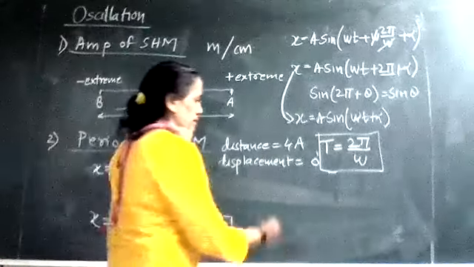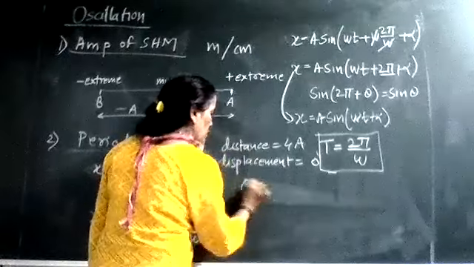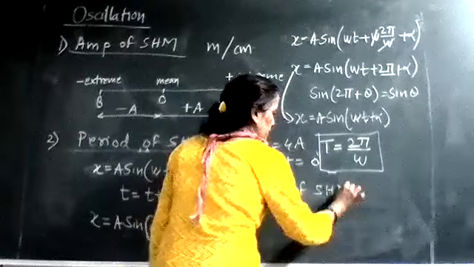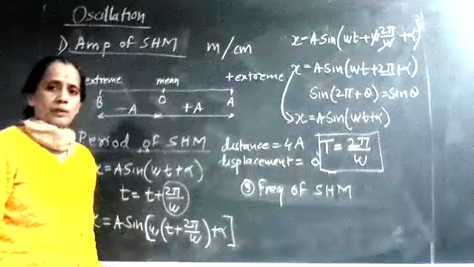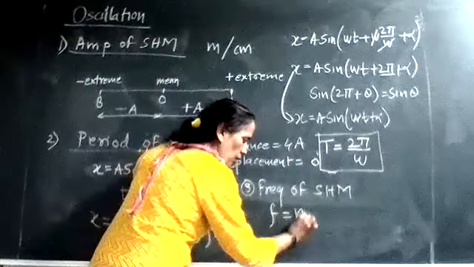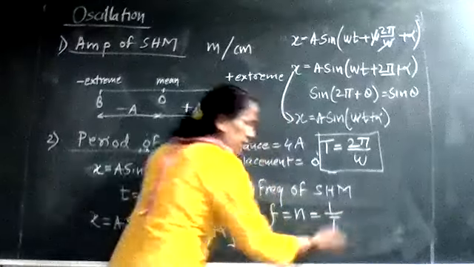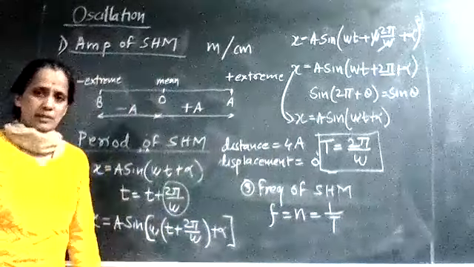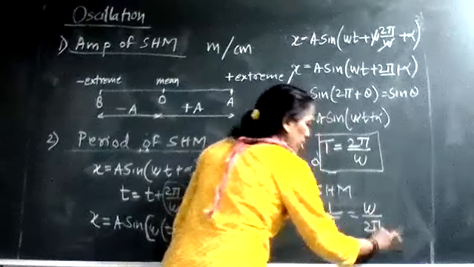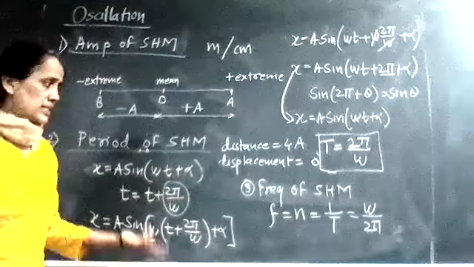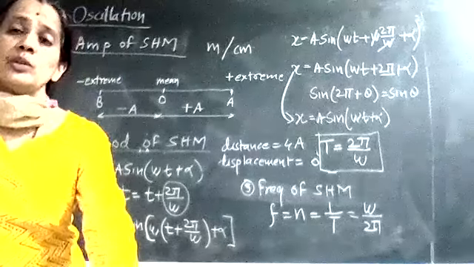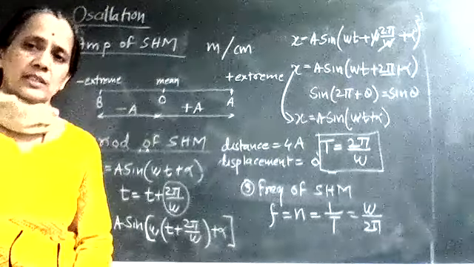If this is the period, then I can define the third term, which is to be called the frequency of SHM. Frequency is denoted by letter f or small n, which is equal to the reciprocal of period. That you already know. As it is the reciprocal of period, it is omega upon 2 pi. That is nothing but your frequency. Clear? So these three terms you will get.